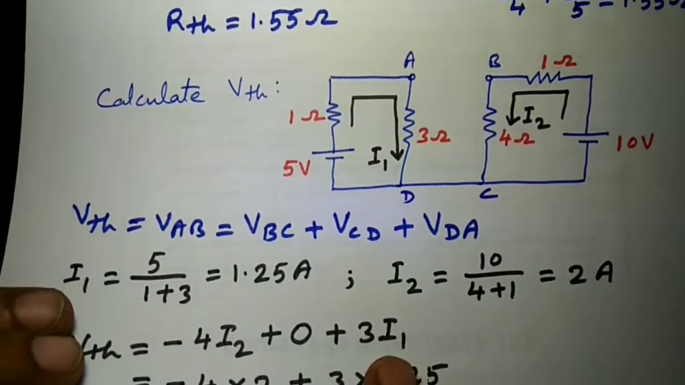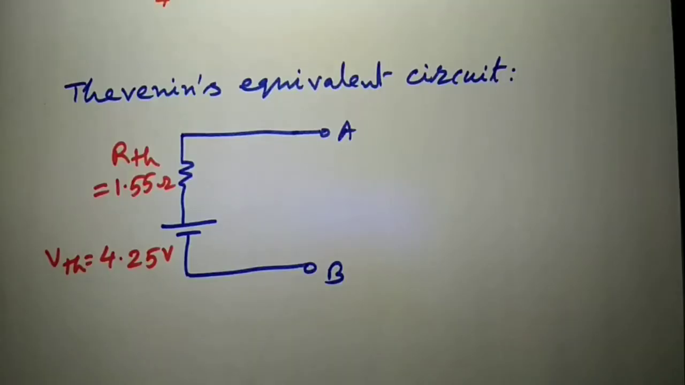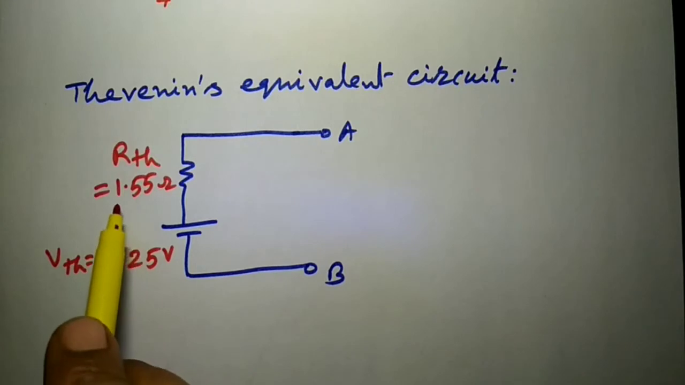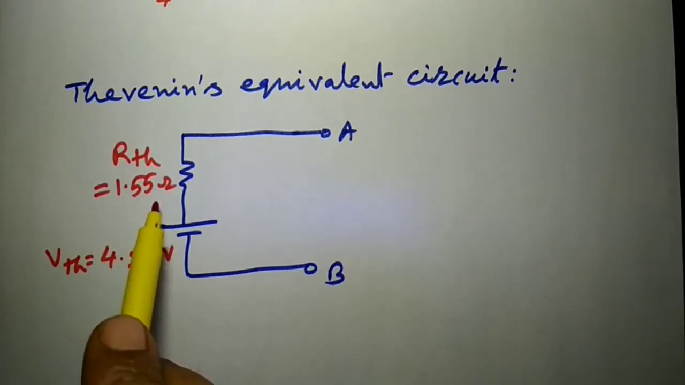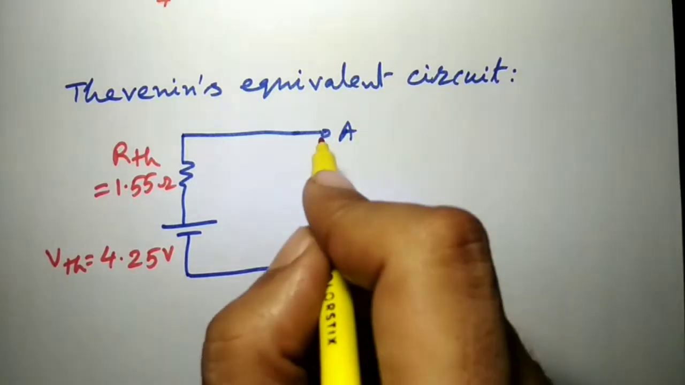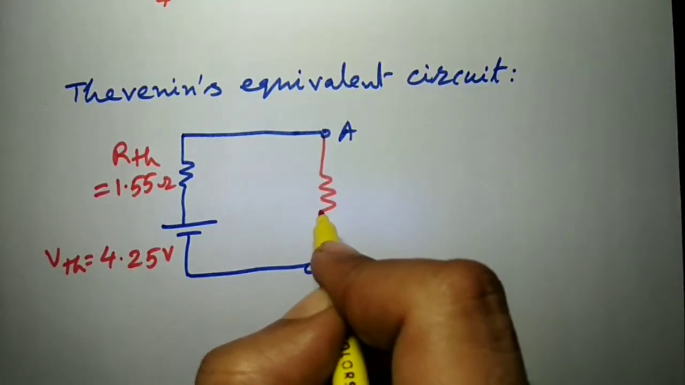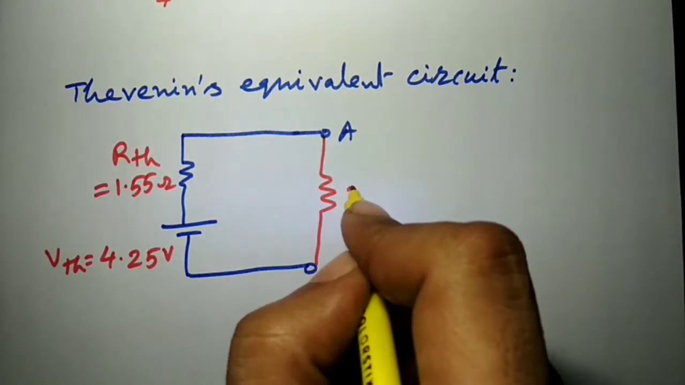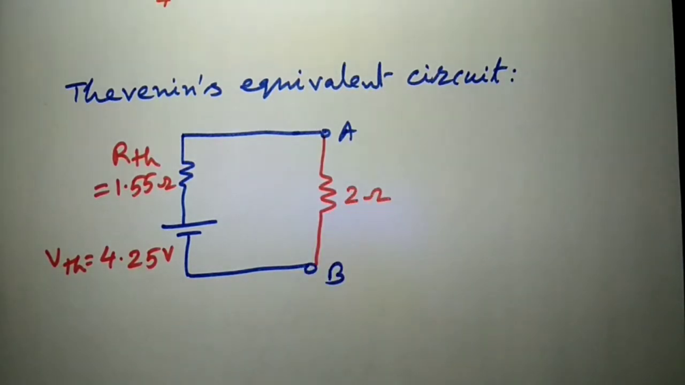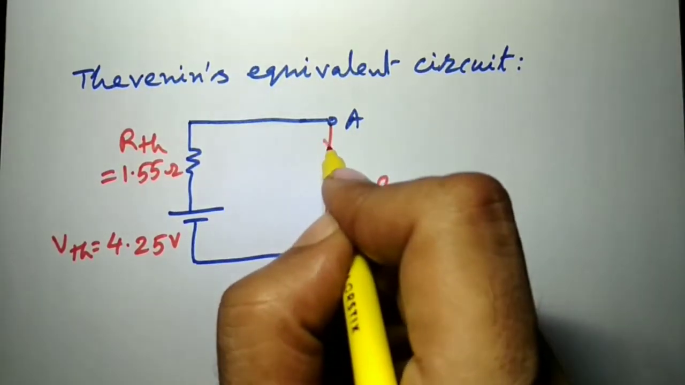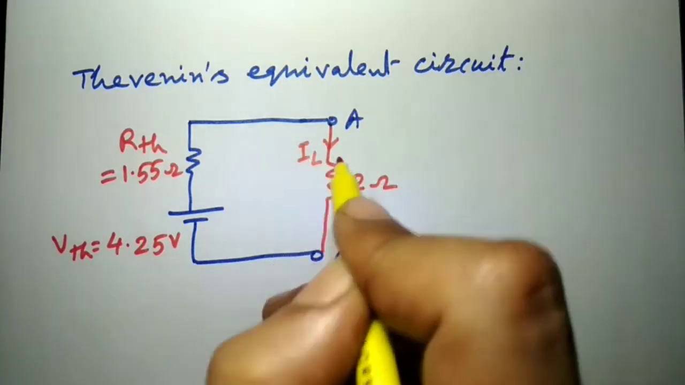So the Thevenin equivalent circuit is here. VTH 4.25 volt, RTH 1.55 ohms, that we have calculated. Now add the load resistance across the Thevenin equivalent circuit. The value of the load resistance is 2 ohms. And then we have to calculate the load current IL.